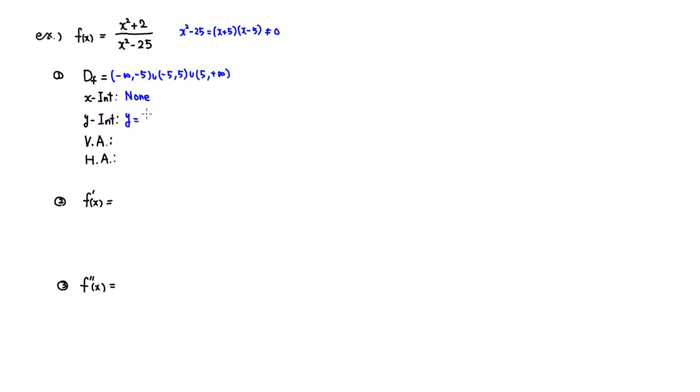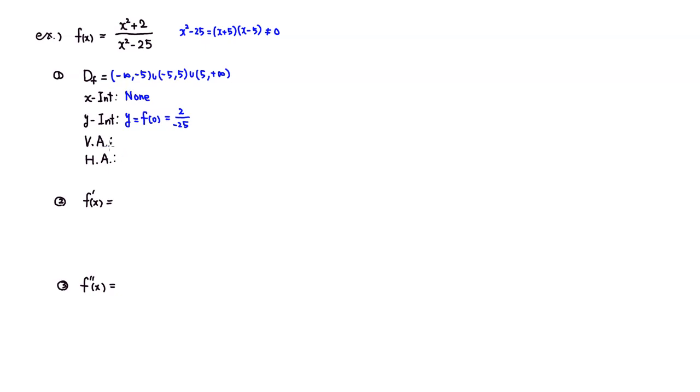Alright, y-intercept is actually pretty easy to find because you just have to plug in x equals 0, so y equals f of 0. If you do that, 0 squared plus 2 is 2 on top, and then you have 0 minus 25, so it's going to be negative 25. So y-intercept is 2 over negative 25, or negative 2 over 25, right?